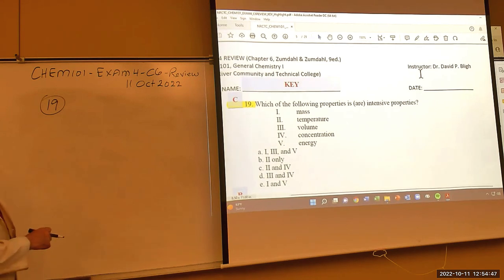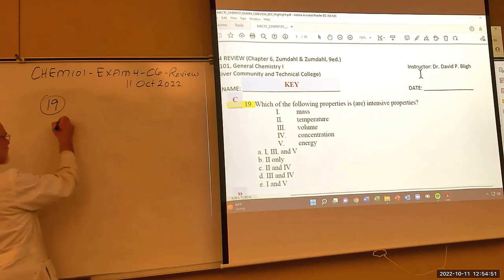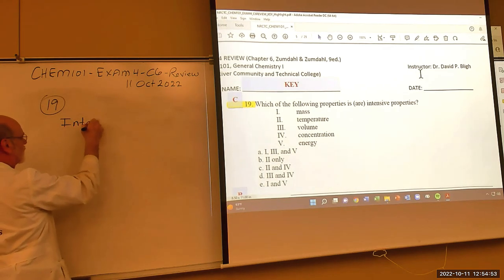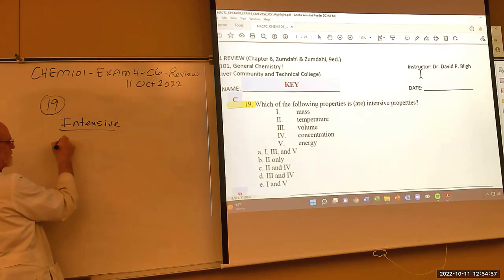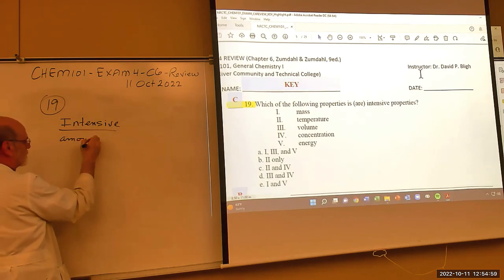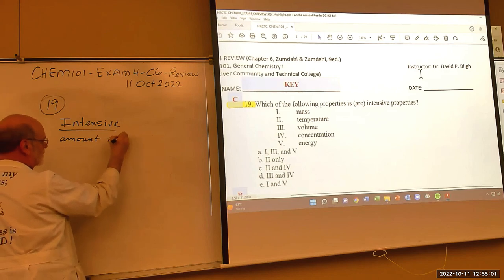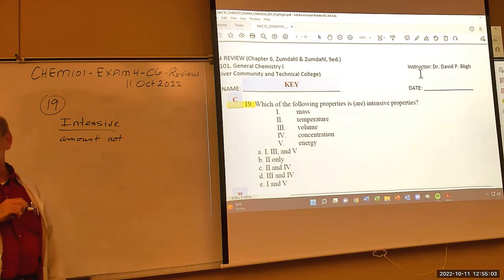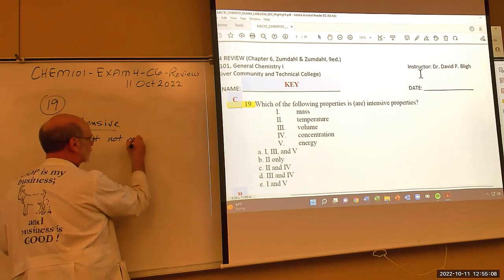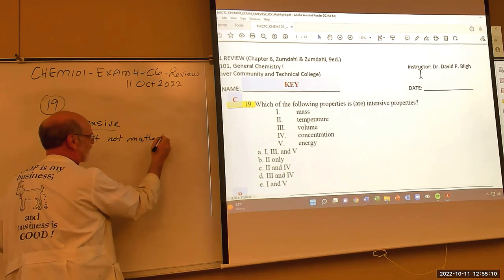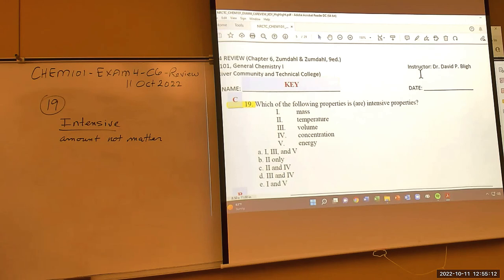Okay, 19. Which of the following properties are intensive properties? Remember, intensive. What's the key to an intensive? Amount. Let's do it in broken Native American English. Amount, not matter. Just think of me in tongue.